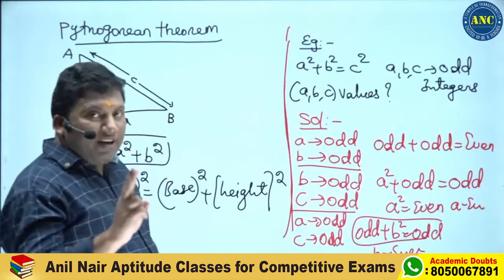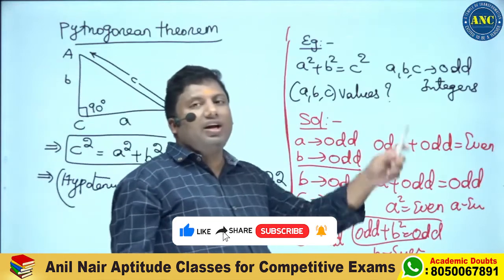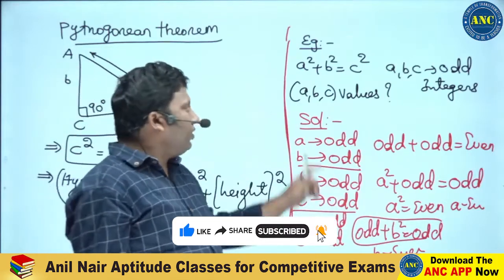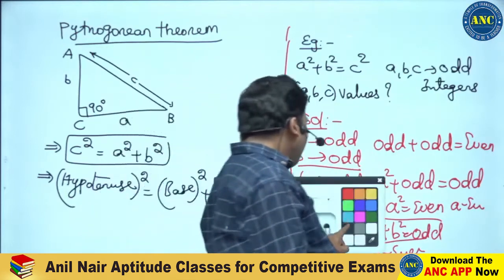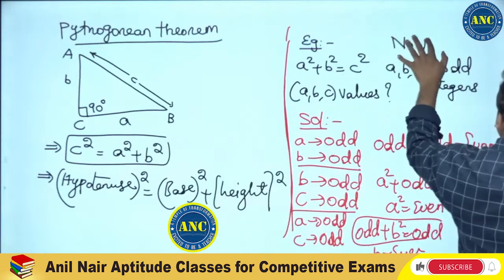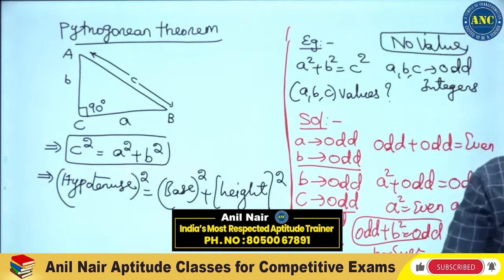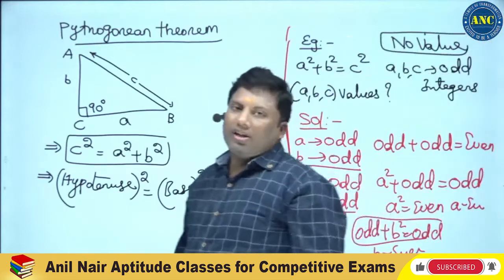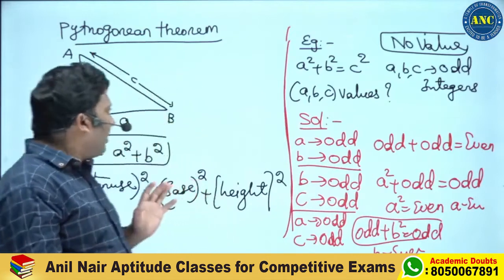So, very, very important: in Pythagorean triplets, you will not find all three numbers odd. That means no Pythagorean triplet will have all three values as odd numbers. I hope the idea is very, very clear to you.